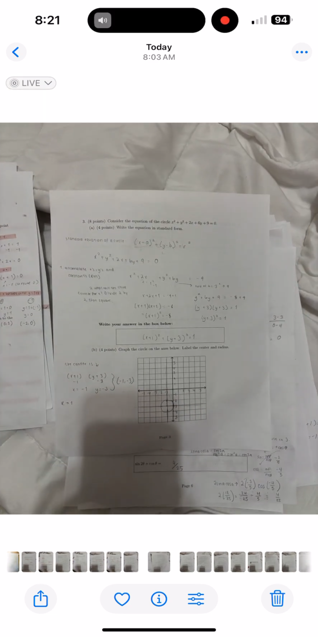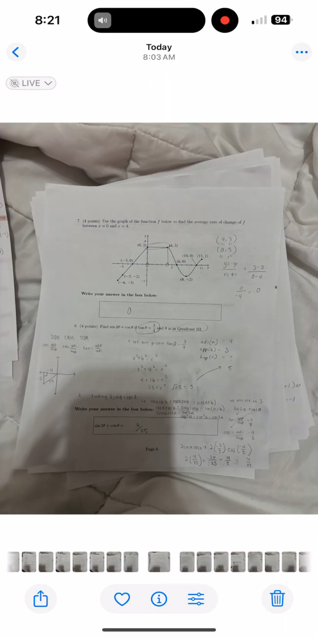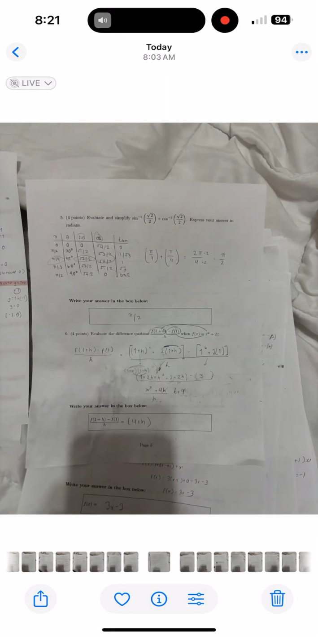So another question says, evaluate and simplify sine inverse of radical 2 over 2 plus cosine inverse of radical 2 over 2. We basically just want to set out the chart and add and just simplify.